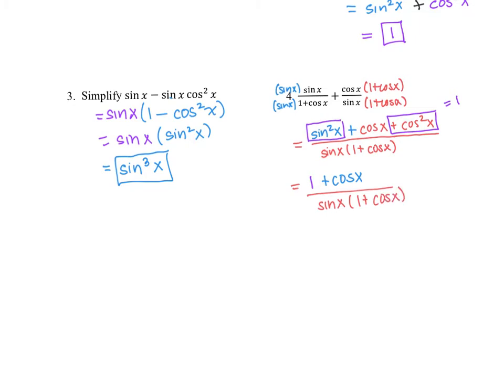Okay, now I can see that the 1 plus cosine x is going to cancel with the 1 plus cosine x, which means I'm left with 1 over sine x. And then when possible, I rewrite without a fraction. So I'm going to rewrite this as cosecant x. Okay, and again, your steps could be different, but you do need to show all the steps because this is like a proof.